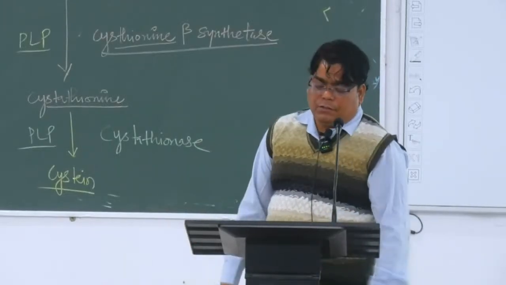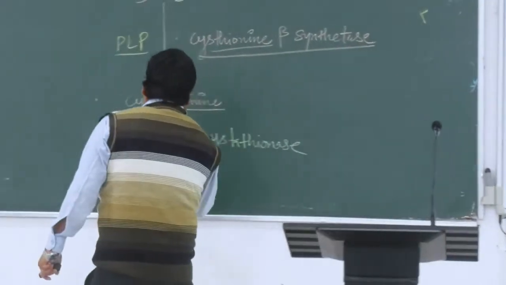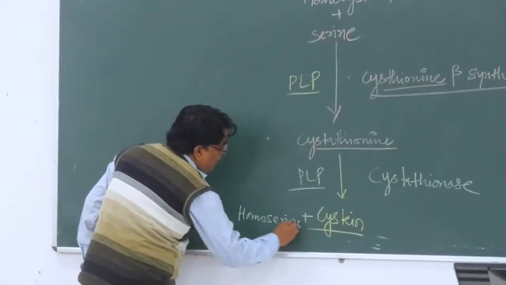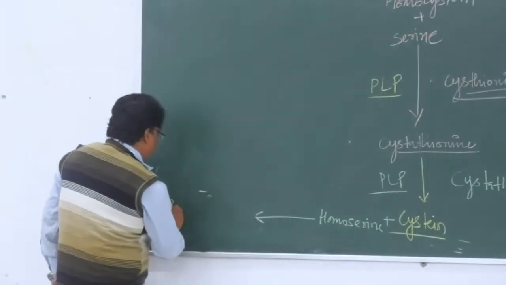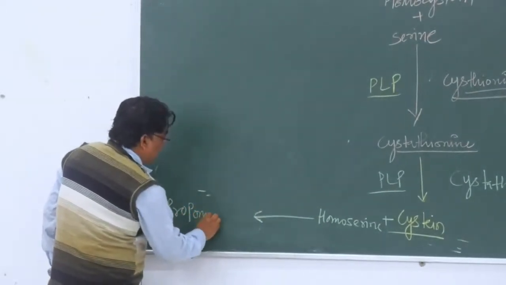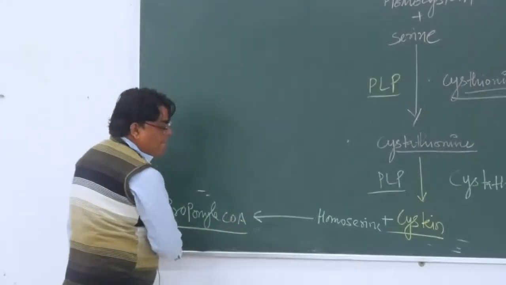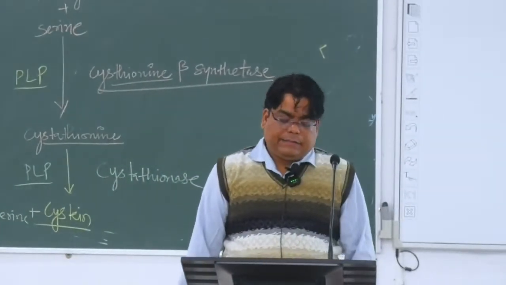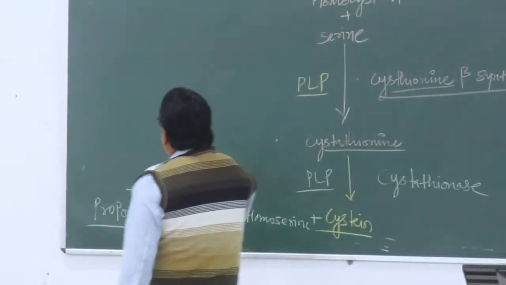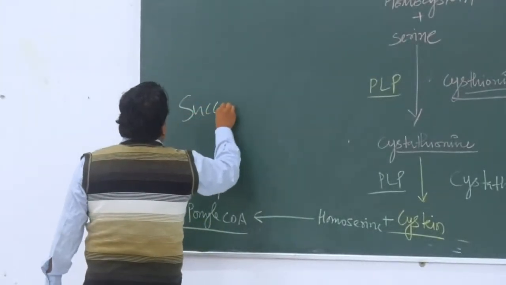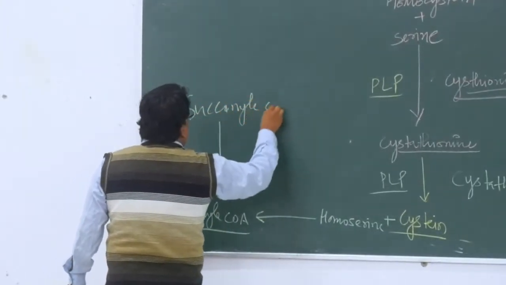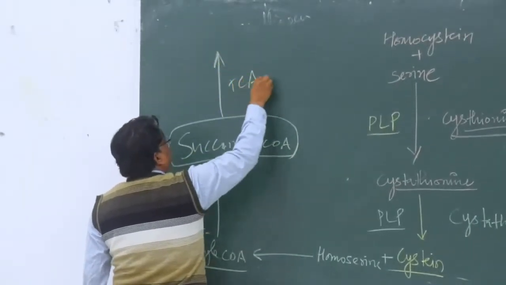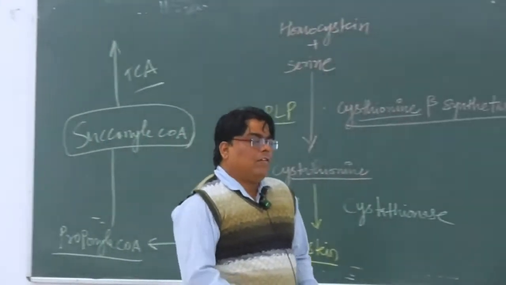This is combined with homoserine, forming propionyl CoA, and this propionyl CoA forms succinyl CoA, and it directly enters into the TCA cycle and produces energy. Okay.